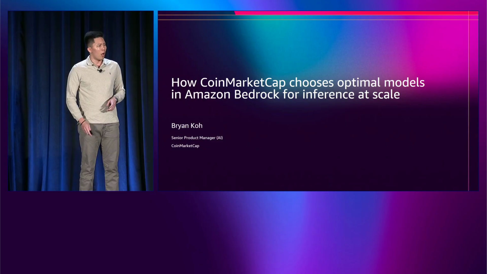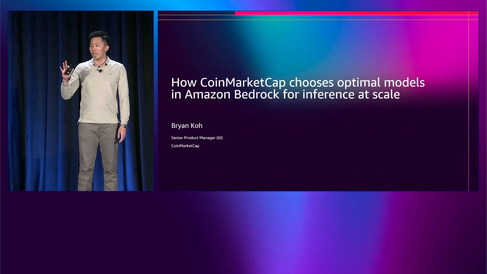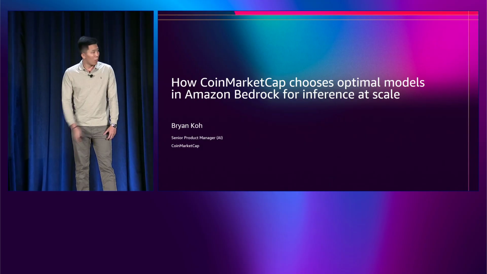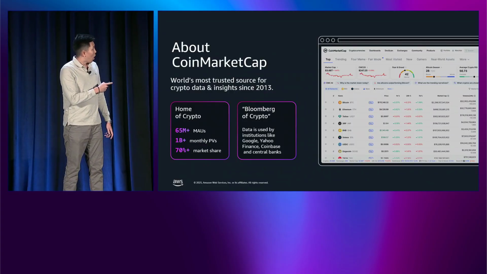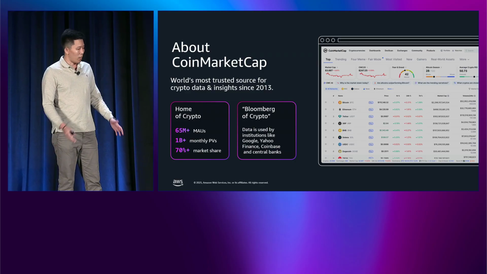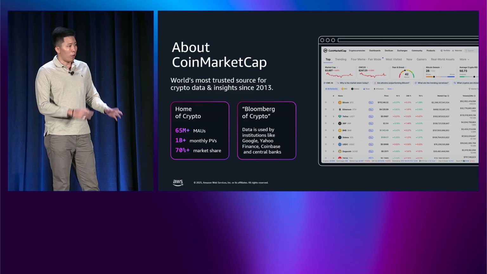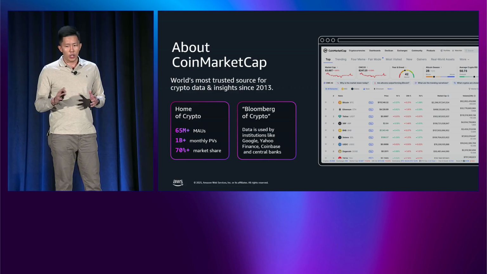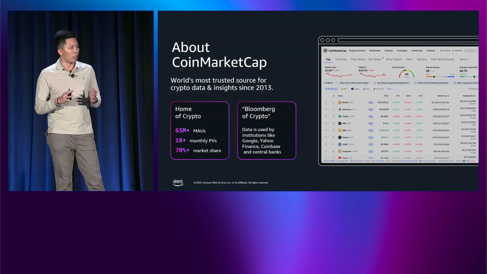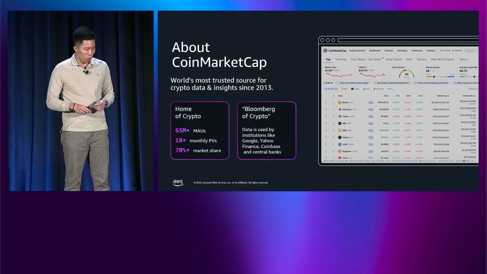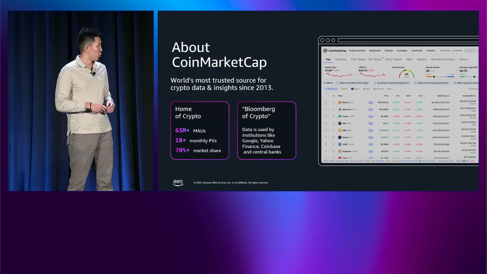Before I continue, how many of you know about CoinMarketCap? Okay, not many people here know about CoinMarketCap, so this slide will be useful. CoinMarketCap is a cryptocurrency data platform, and we've been around since 2013. For reference, one Bitcoin at that time cost roughly $100. When I checked this morning, a Bitcoin was roughly $93,000. More than a decade later, we're at the home of crypto, with over 65 million monthly active users and more than 1 billion page views.